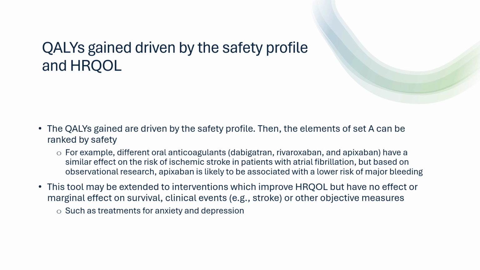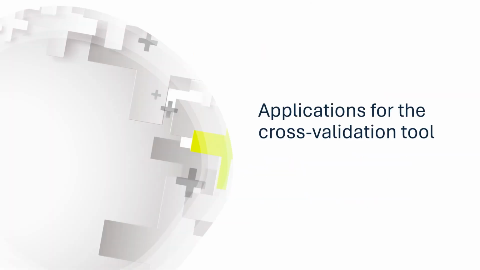The elements of set A can be ranked by safety, and elements in set B are the corresponding QALY gained in this condition. This tool may be extended to interventions which improve health-related quality of life, but have no effect or marginal effect on survival and clinical events. Now, I will introduce the examples of applying this tool.